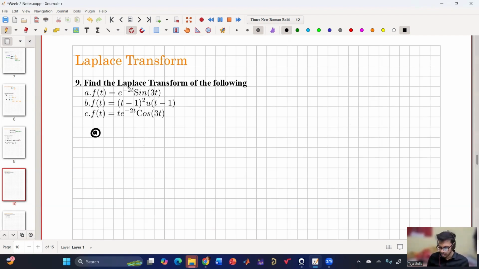When I say something like this, you can say, sir, we can start from sine t, then we can go to sine 3t, then we can go to e to the power minus 2t. So you tell me from which f of t we can start for the first problem. Sine 3t. Sine 3t, very good. What is the Laplace transform of sine 3t?